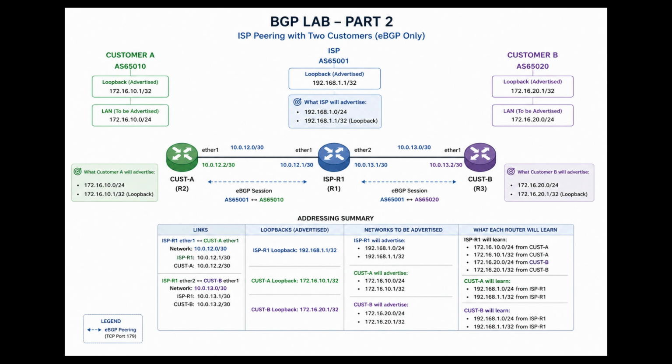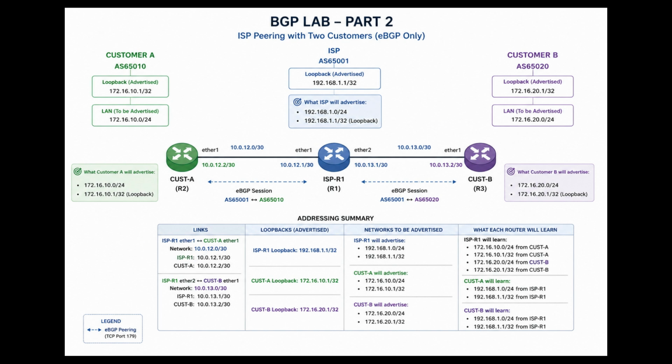In this lab, we are the Internet Service Provider operating in AS65001. Two different customers, each with their own autonomous system, want to establish an eBGP peering session with our ISP. By the end of this video, both BGP sessions will be established and we will verify that routes are being exchanged successfully.